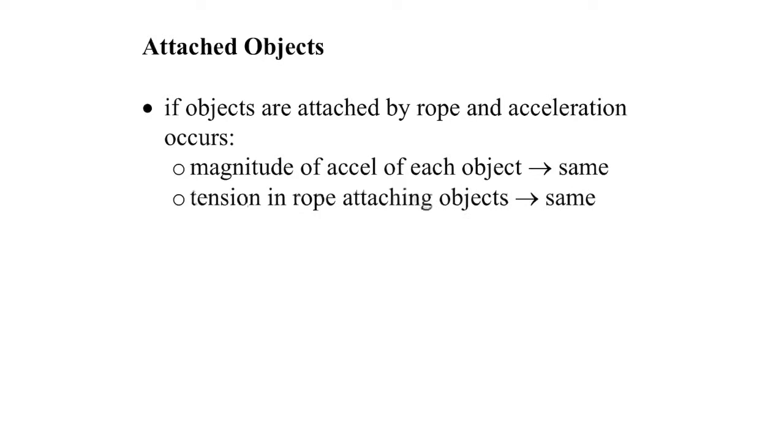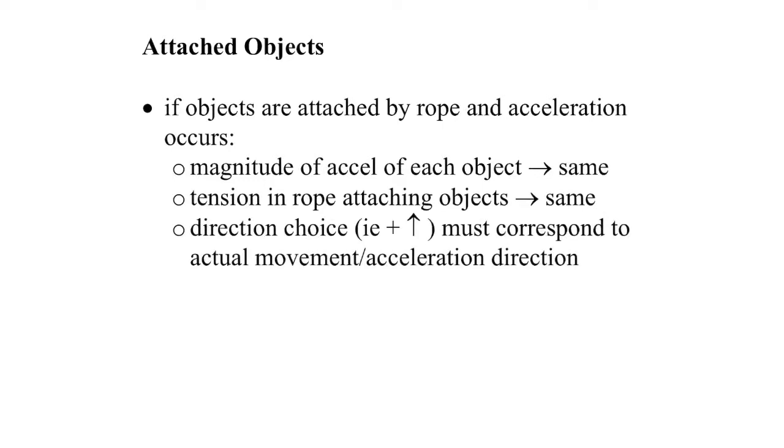The tension in the rope attaching the objects is the same. So the force of tension that the first object has is going to be the same as the force of tension on the second object, with the ropes attached to them. They're attached to each other. And the direction choice must correspond to the actual direction of movement and acceleration. That's already something we are used to, and it's happening a lot.